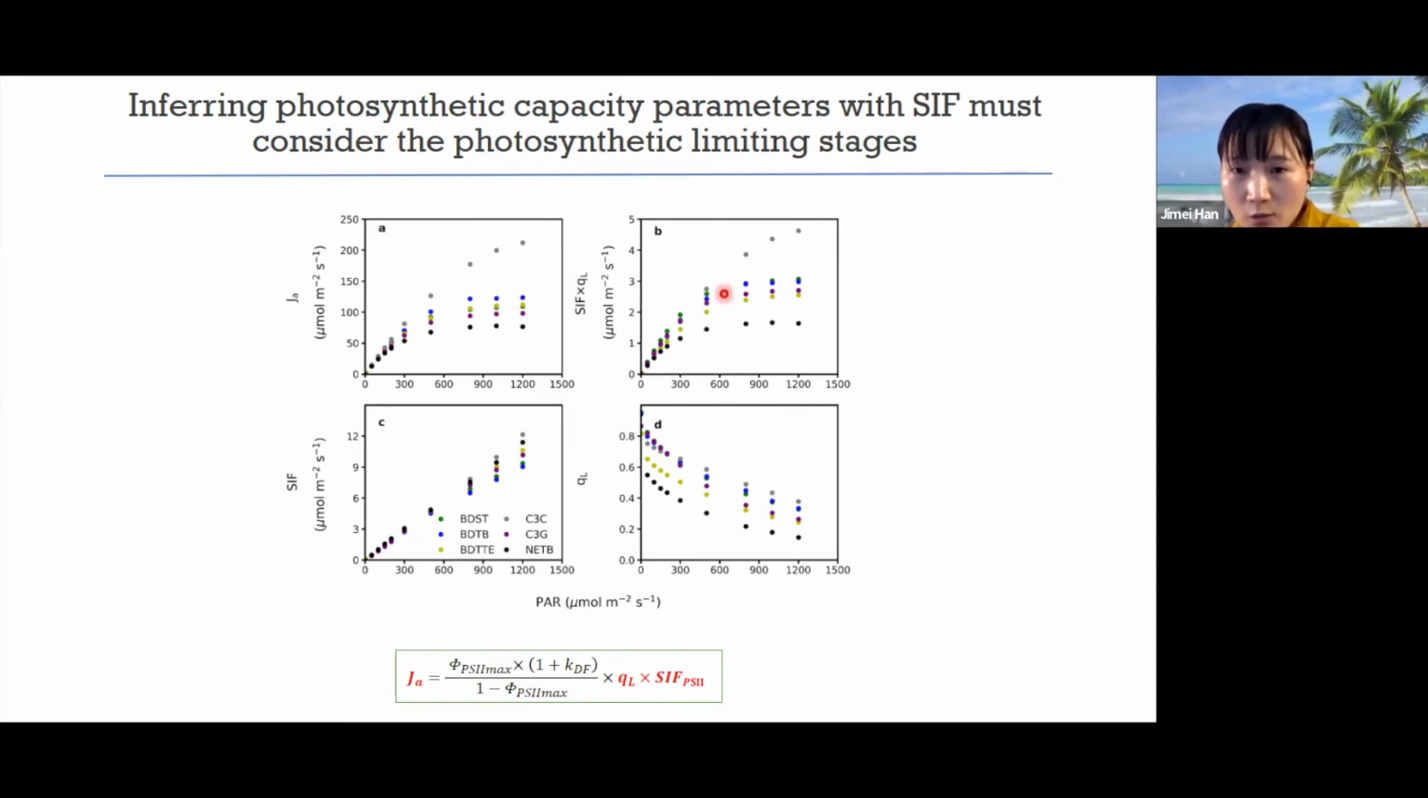Here, interestingly, we find the SIF times QL has a similar pattern with the actual electron transport rate. That means if the QL is mechanistically modeled, then the SIF times QL at the canopy level and beyond can be used to identify the carbon oxidation limitation status. This similar pattern can also be explained by our theoretical equations. So that means the SIF times QL can be directly used to calculate the actual electron transport rate.